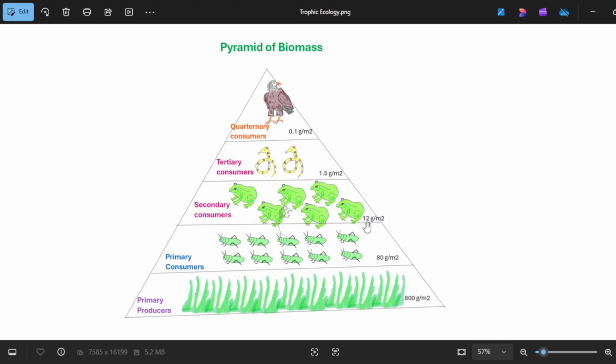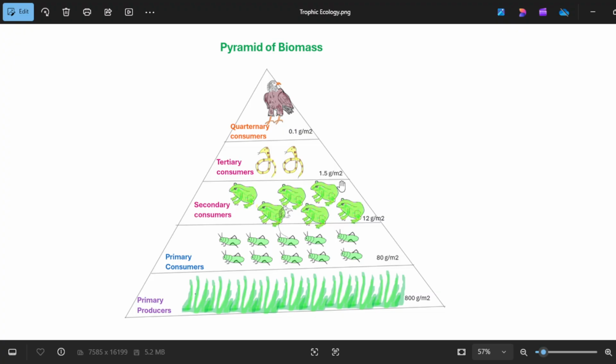So frogs, it comes to 12 grams per meter square, snakes 1.5 grams per meter square, and eagles 0.1 grams per meter square. So that is how the weight of the biomass is distributed in the ecosystem of this grassland. This is a pyramid which is representing the reduction of the mass as we go up the trophic levels. Okay, so that is the pyramid of biomass.